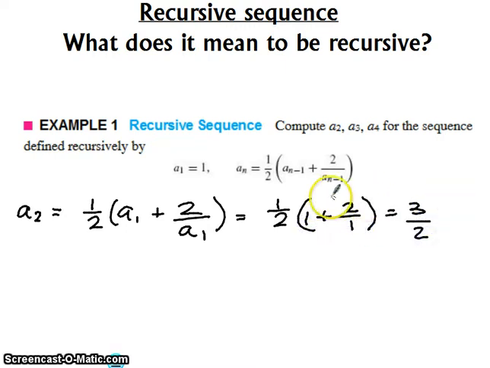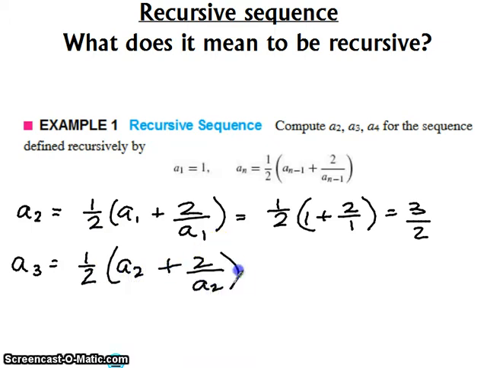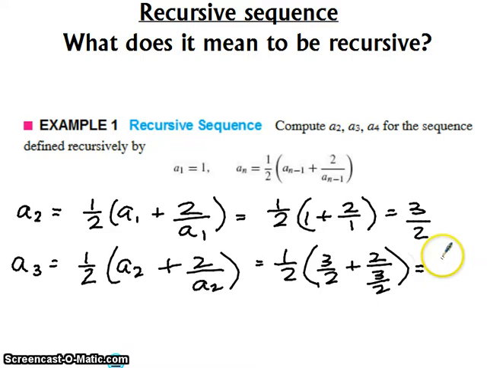Now the recursiveness comes in when we find a sub 3. Again, now we're putting 3 in there, which means it's going to be a sub 2 plus 2 over a sub 2. And we're going to use it again. So it's going to be 1/2 times 3/2 plus 2 over 3/2. And that is going to give us a value of 17 over 12.